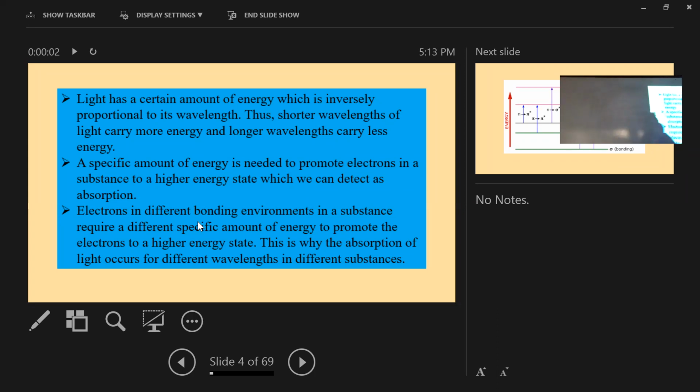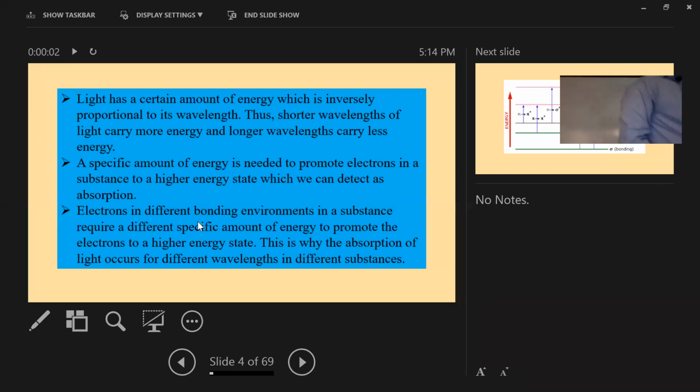So, shorter wavelengths of light carry more energy, as we have already seen that 150 nanometer has 8.22 electron volt, while 600 nanometer has 2.05 electron volt. That means shorter wavelength has high energy compared to the longer wavelength. A specific amount of energy is needed to promote electrons in a substance to a higher energy state, which we can detect as absorption.